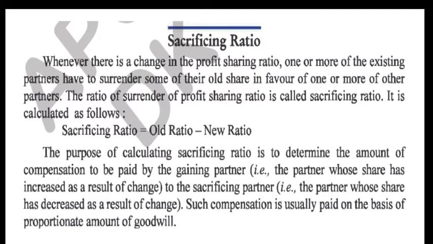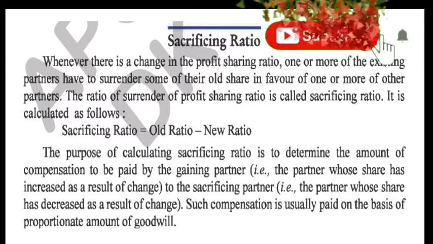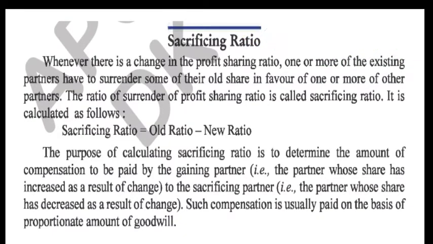The purpose of calculating sacrificing ratio is to determine the amount of compensation to be paid by the gaining partner, that is the partner whose share has increased as a result of change, to the sacrificing partner, that is the partner whose share has decreased as a result of change. Such compensation is usually paid on the basis of proportionate amount of goodwill. So that is sacrificing ratio.